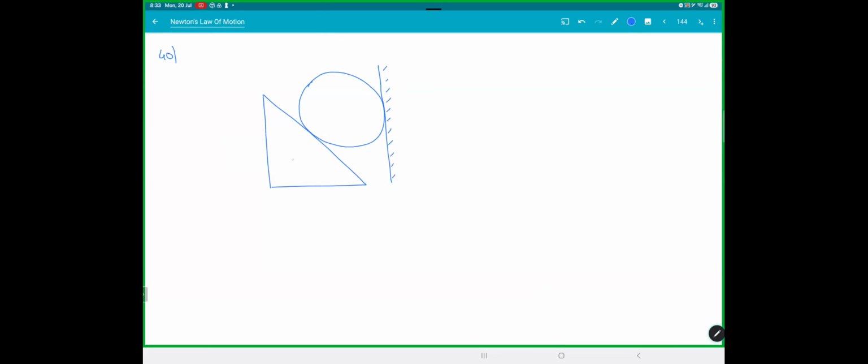So we got a wedge here. Let's say this is capital M, this is also capital M, and this is theta, and all surfaces are smooth. Find acceleration of the wedge.